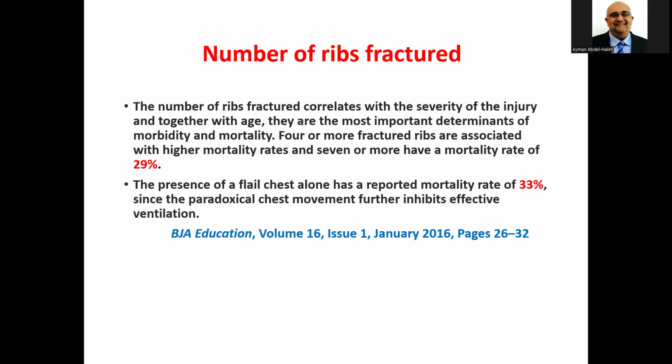Number of rib fractures. The number of rib fractures correlates with the severity of the injury, and together with the age, they are the most important determinants of morbidity and mortality. 4 or more fractured ribs are associated with higher mortality rates, and 7 or more have a mortality of 29%. The presence of a flail chest has a reported mortality of 33%, since the paradoxical chest movement further inhibits effective ventilation.